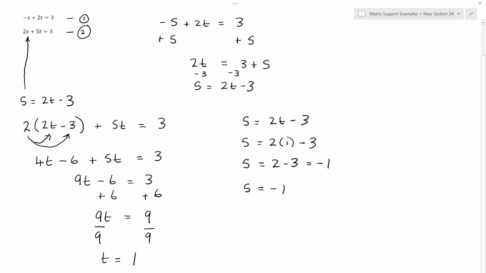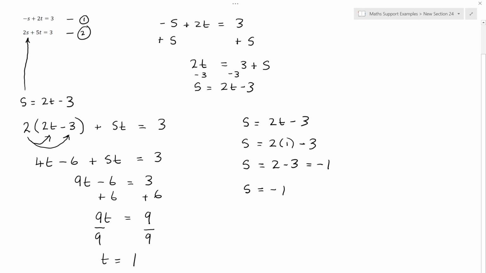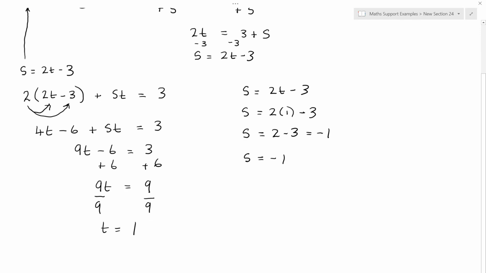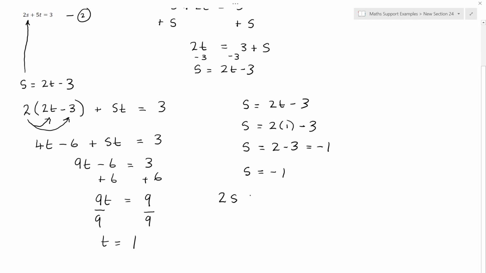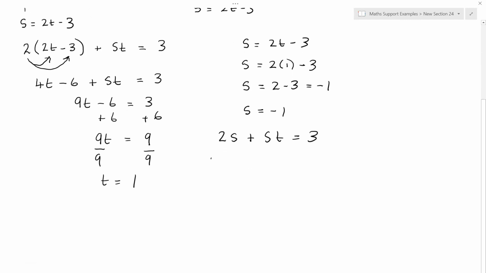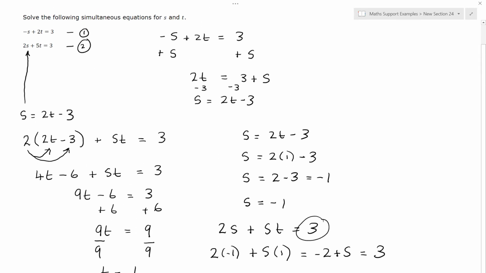I can check my answer by substituting the values back into, in this example, the second equation, because we used the first one in our rearrangement. So we now have 2s plus 5t is equal to 3. s is minus 1, so we have 2 lots of minus 1 plus 5 lots of 1 because t was equal to 1. That gives us minus 2 plus 5, which is indeed 3, which was what we were looking for. So the solution to our equation is s is minus 1 and t is 1. Or we could write it as a coordinate, minus 1, 1.